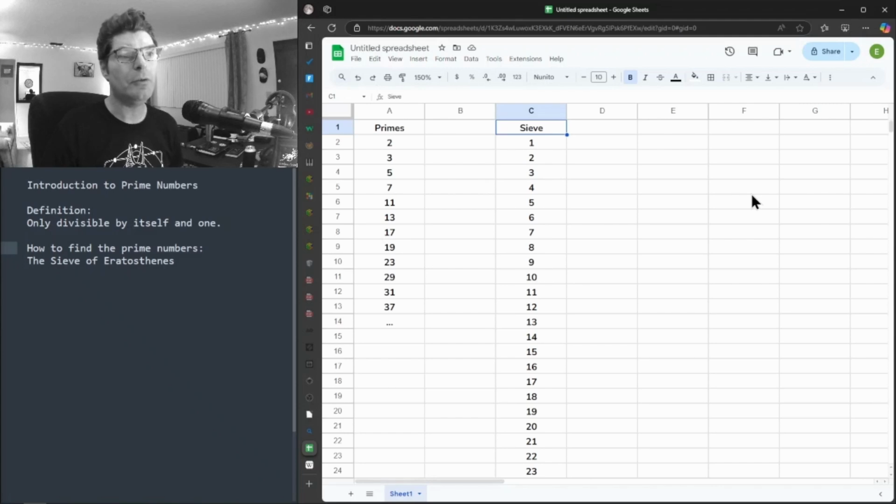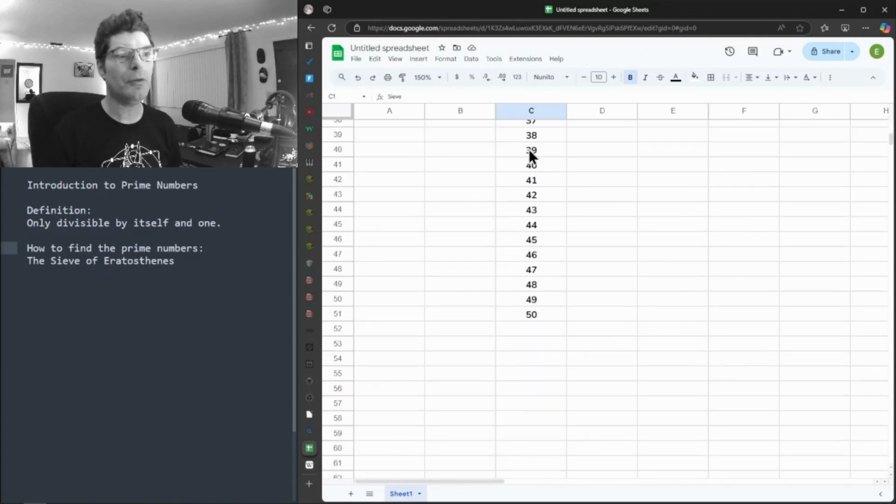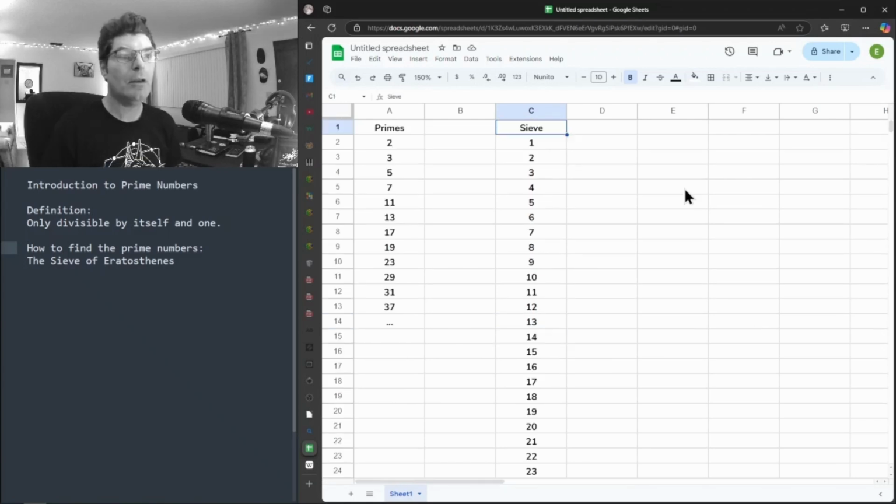The first thing you do is list all the numbers from 1 to however far up you want to find the prime numbers to. I'm just going to go to 50. The first thing we do is we cast out 1. 1 is technically not a prime number. Then you move on to 2 and declare that a prime number.